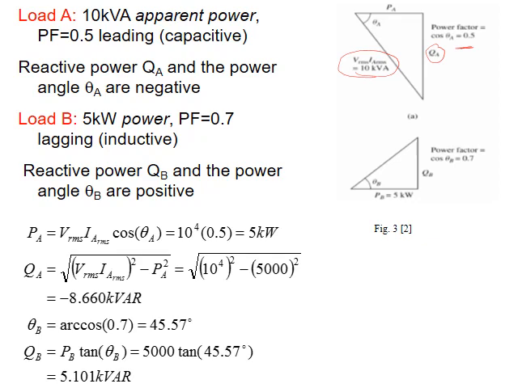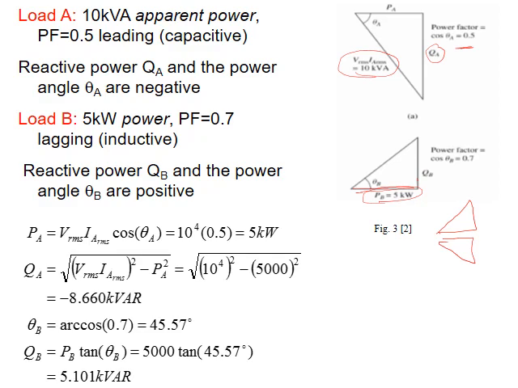For load B, I am given the power, which is the horizontal side, usually power is the horizontal side, and I am also given the power factor, the angle. The vertical side represents the reactive power, and it's looking up because this is inductive, not capacitive. Capacitive looks down. So for inductive, this is how the triangle looks. Now we start with load A.